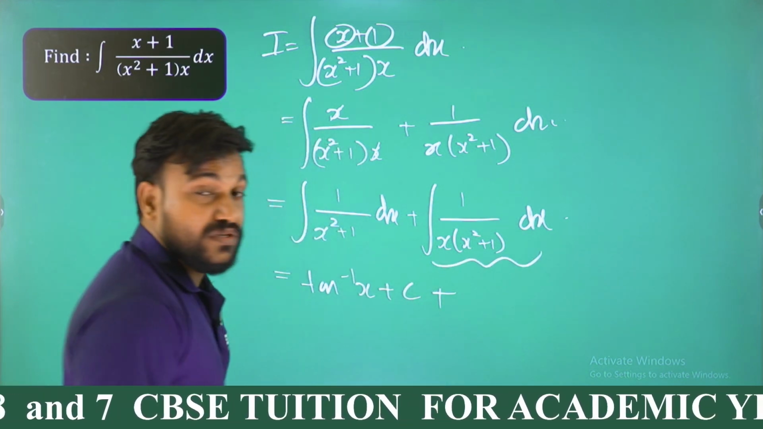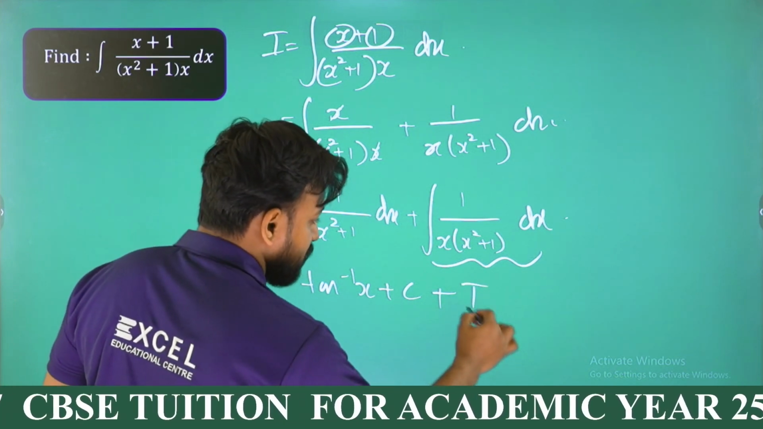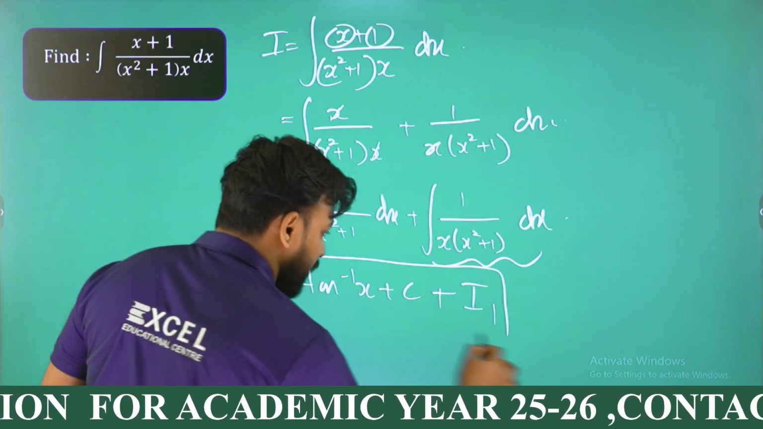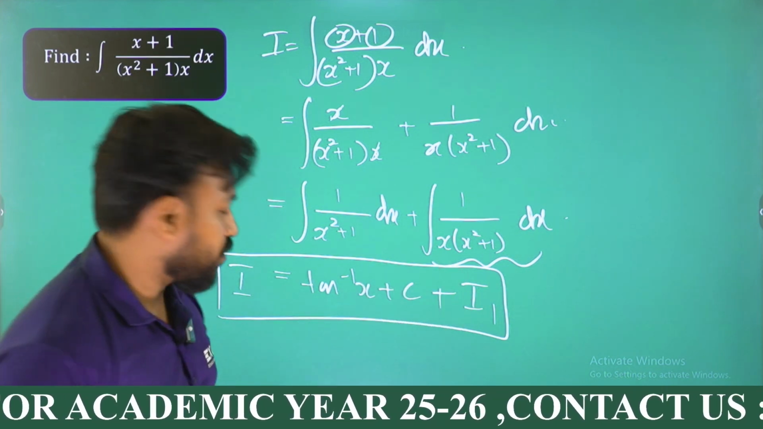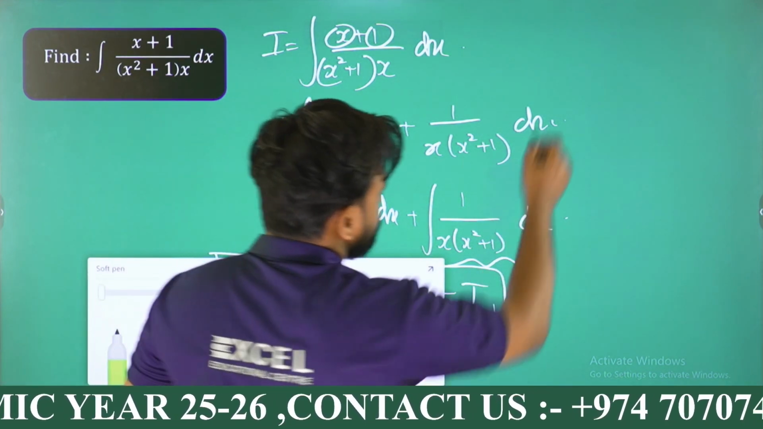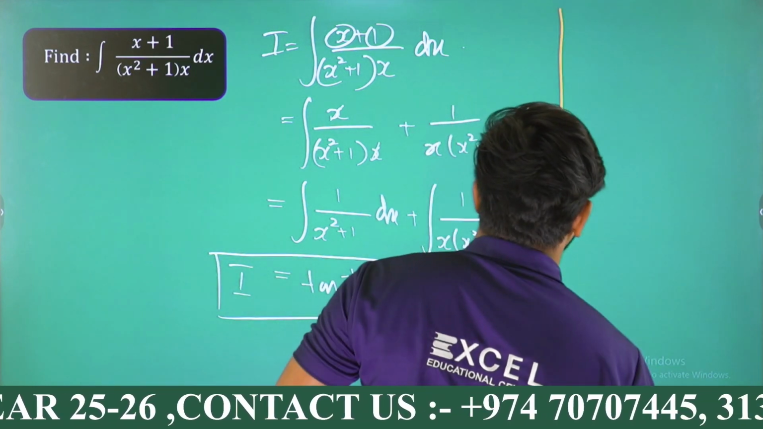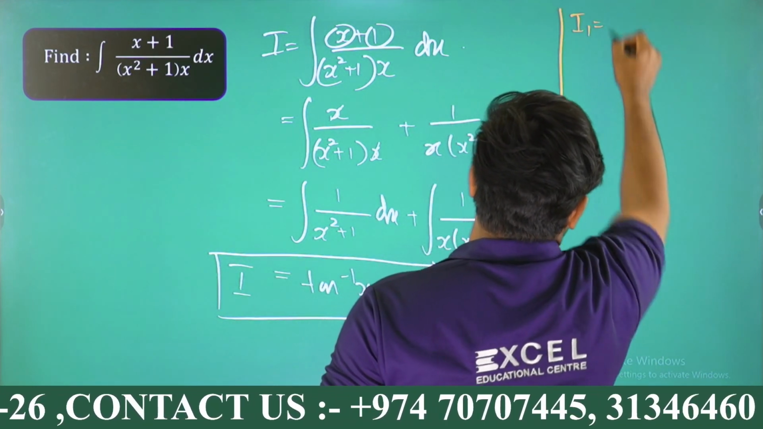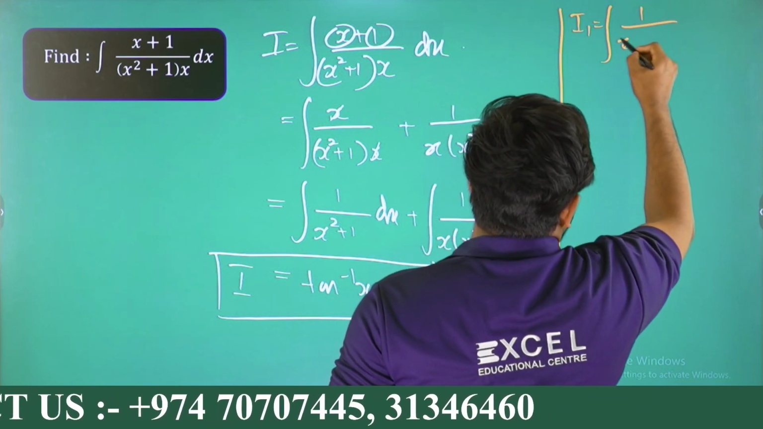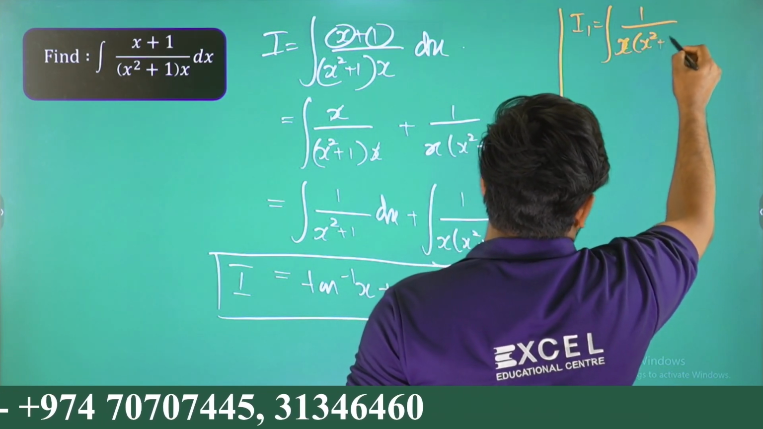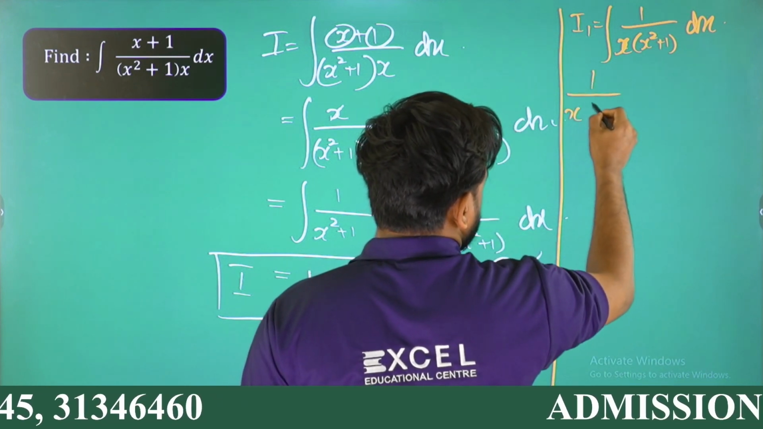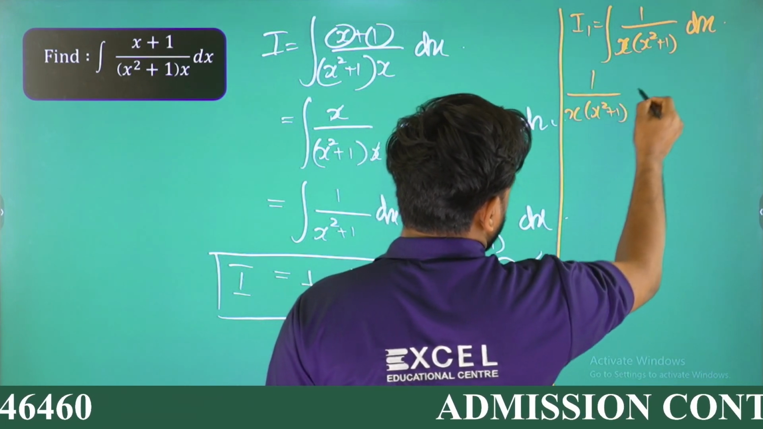We have to do this with the partial fraction. So I'll call it I1. So I will only get the answer if you got I1 also. So listen, let me do the I1 here. So what is I1? I1 is equal to integral 1 by x into x square plus 1 dx. So let me split it. Let me do the partial fraction.